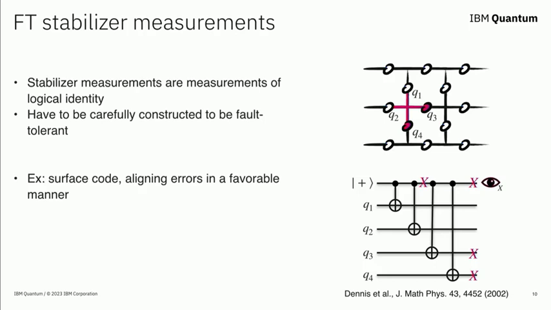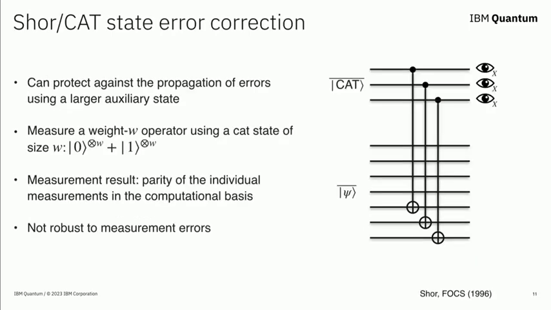But they typically rely on taking advantage of the structure of the code, and they're not general all-purpose methods. And this is where techniques like Shor and Steane error correction come in, because they can be adapted, and they don't care as much about the structure of the code.